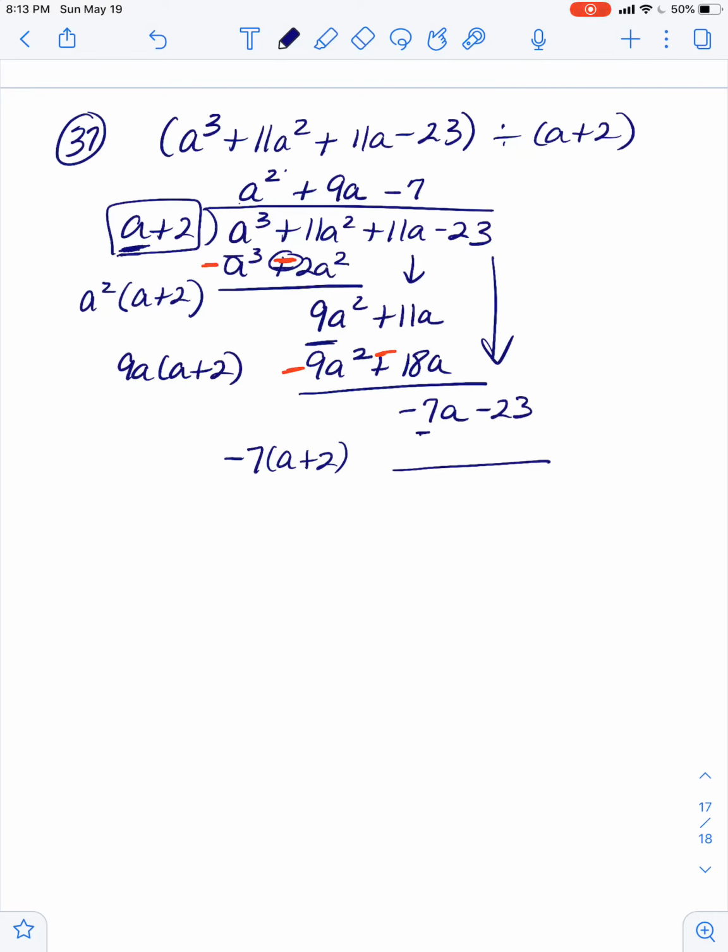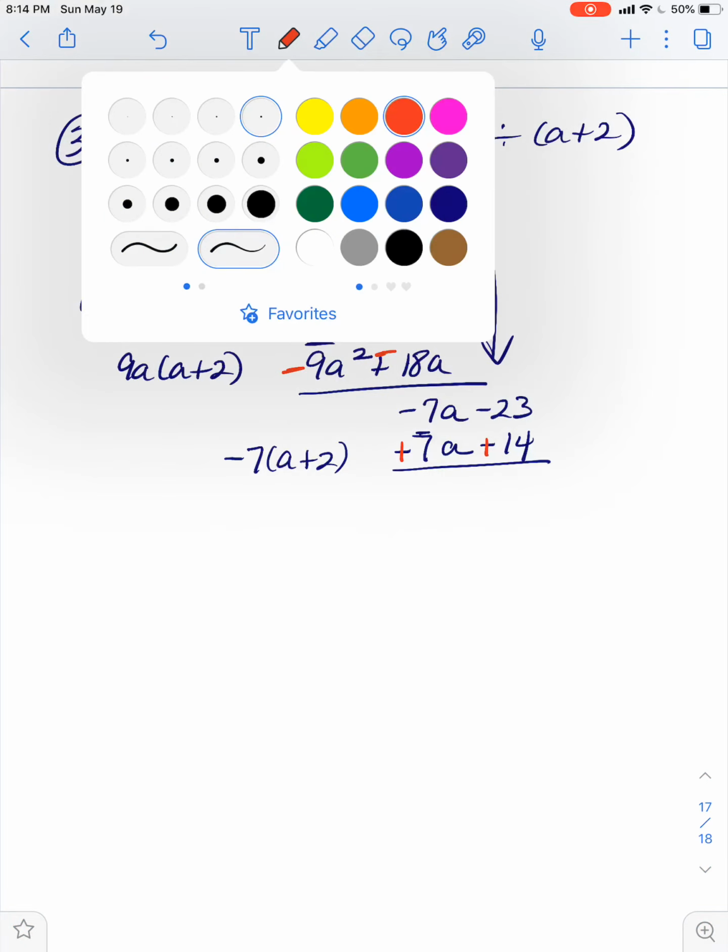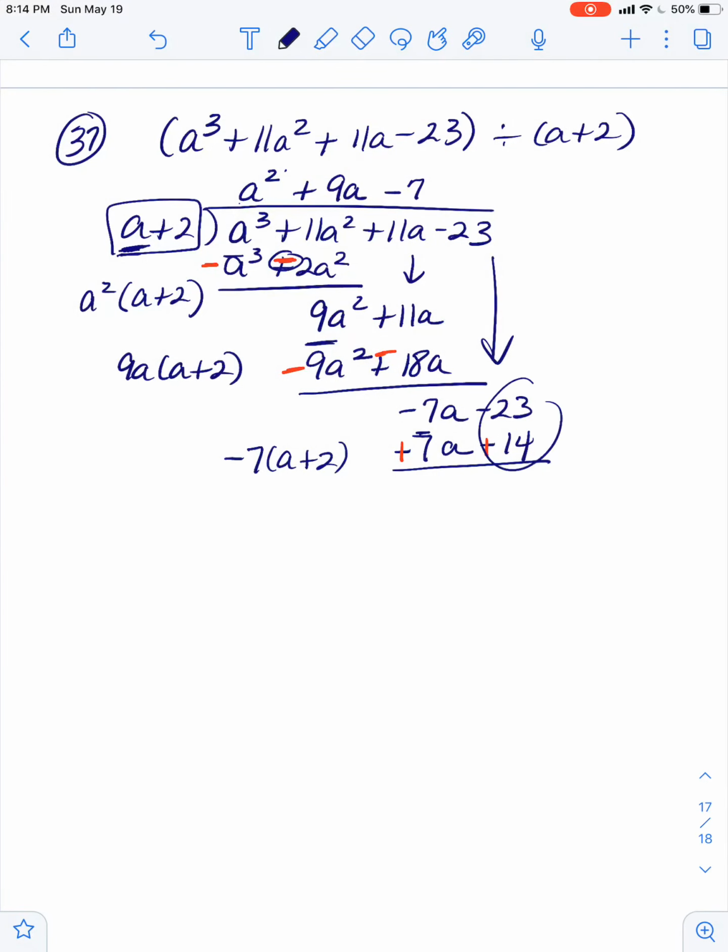And then I'm going to distribute. So a negative 7a minus 14. Next step is to change the signs and subtract, because when I subtract, I change signs. And so that makes my remainder here be a negative 9. And then we take that negative 9 and we put it over what we divided by, which in this case is the a plus 2. And that would be your final answer. Okay? But just think of regular long division. It works the same way.